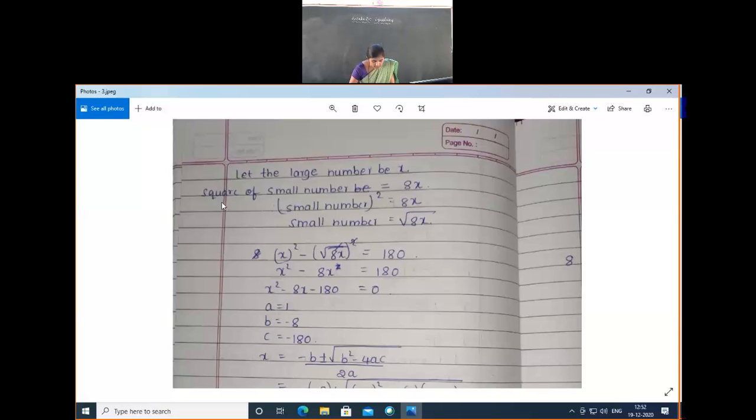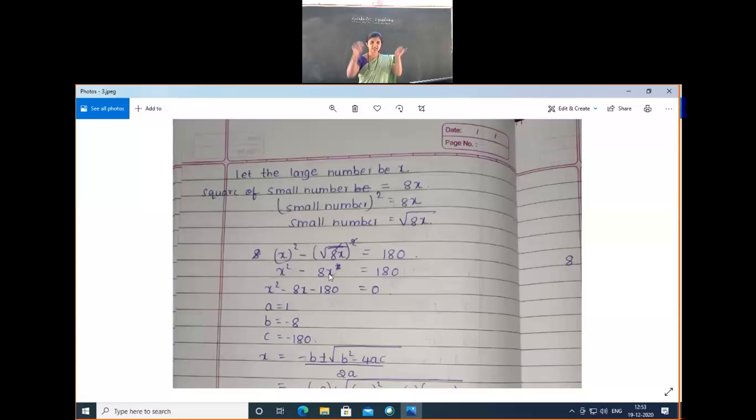Then here what is given actually: the square of the smaller number is 8 times the larger number. Square of the small number is 8 times the larger number, in the sense 8 into x. So the square of the small number is equal to 8x. Then the small number is equal to root 8x. Got the idea of this one? Small number is equal to root 8x.